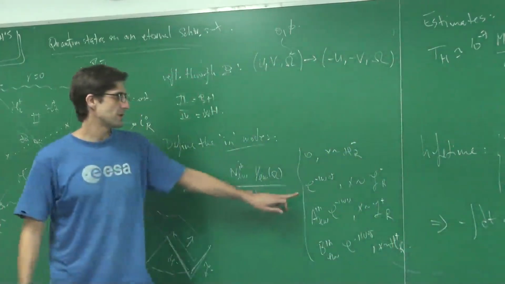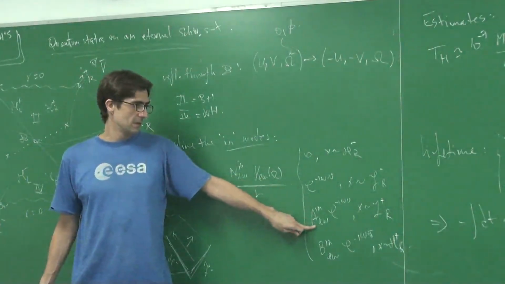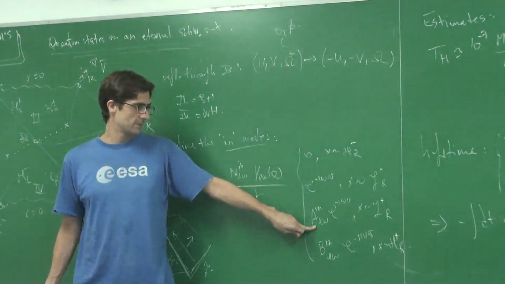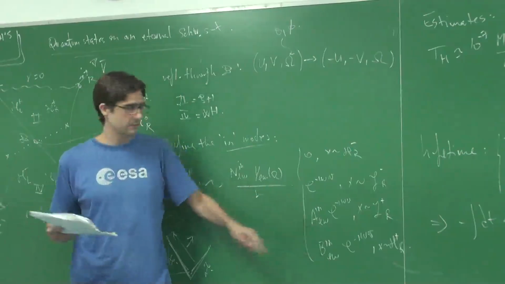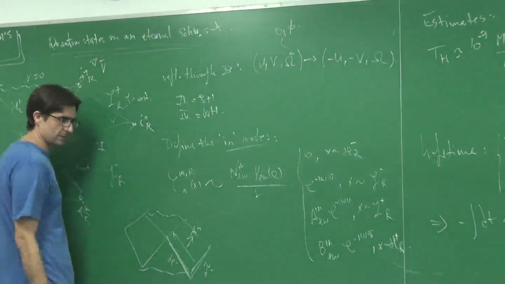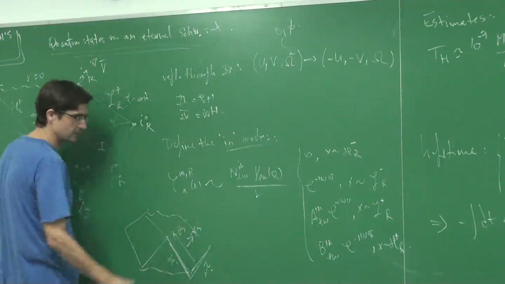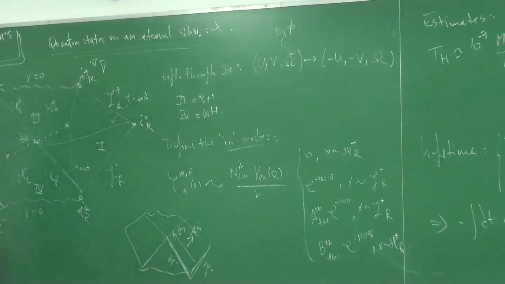Zero H minus, pure outgoing at sky minus. There is a reflected part that goes to sky plus, and there is a transmitted part that goes through to the horizon.